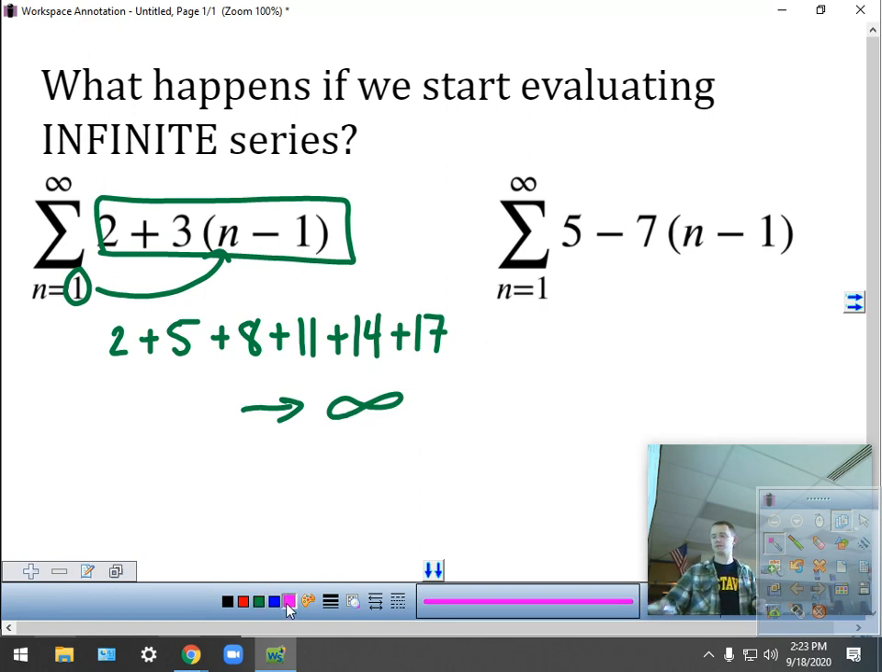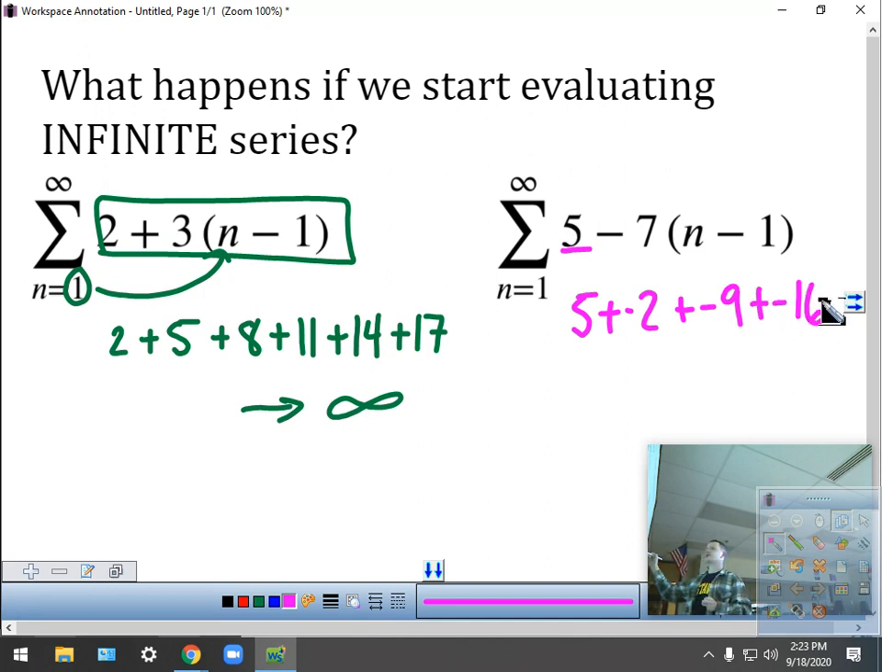Same idea with this one. This one starts at 5, and then we add -7, so then it would be -2, and then -9, and then -16, and you would just keep going. That's what that dot dot dot means. There's always something left over. So you keep going, and eventually you get to a really, really tiny number, going down to negative infinity. So this one goes to negative infinity.